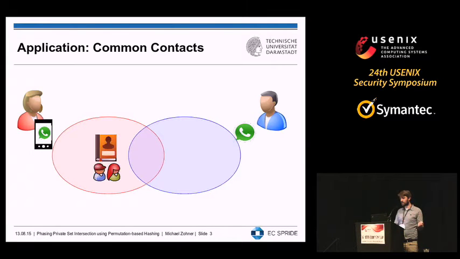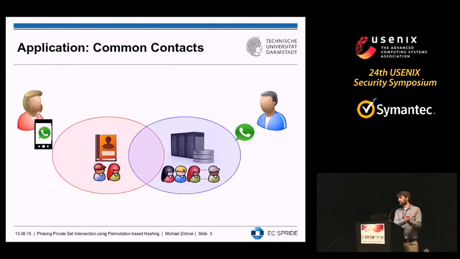So what she holds here is an address book of users, of friends, and so on. Bob, on the other hand, is the service provider, so he's kind of the WhatsApp server. And he holds a database of users of the WhatsApp service. Now, obviously, Alice does not want to disclose her address book to Bob to compute the intersection, while Bob, on the other hand, does not want to reveal all of his users because thereby he would be compromising the privacy of his users.